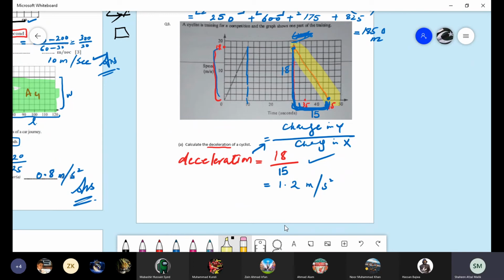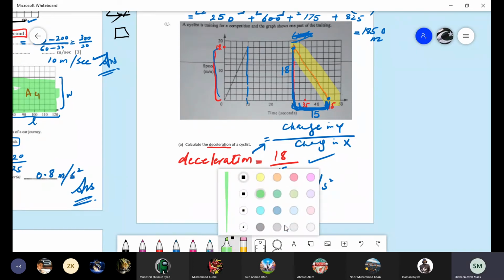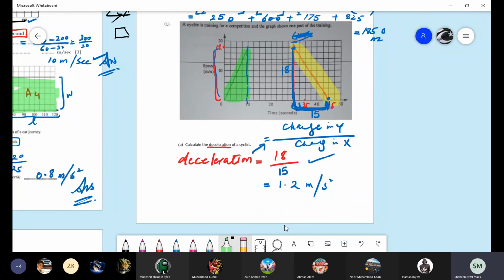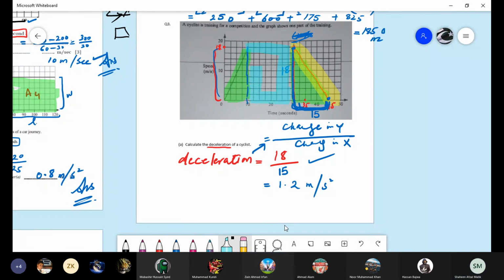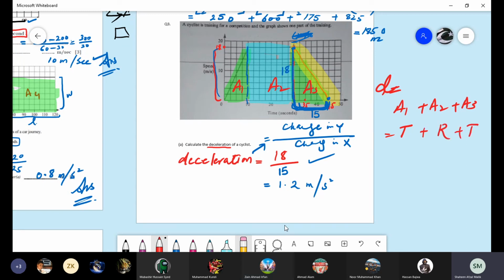How many figures are there? Look at the triangle. This is one triangle. This is the second triangle. And in between, which figure is it? Rectangle. Can you find out the area? Yes, ma'am. A1, A2, A3. What will be A1? One by two into distance into height. No, this is a triangle. This is a rectangle, and this is again a triangle. You have to find the area and then calculate.